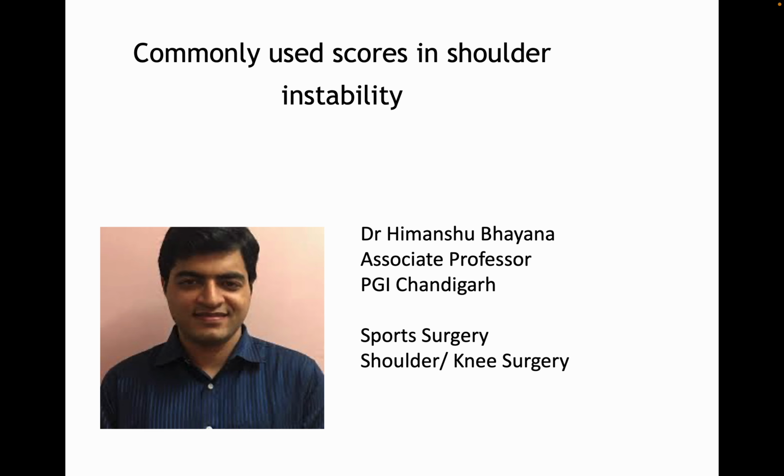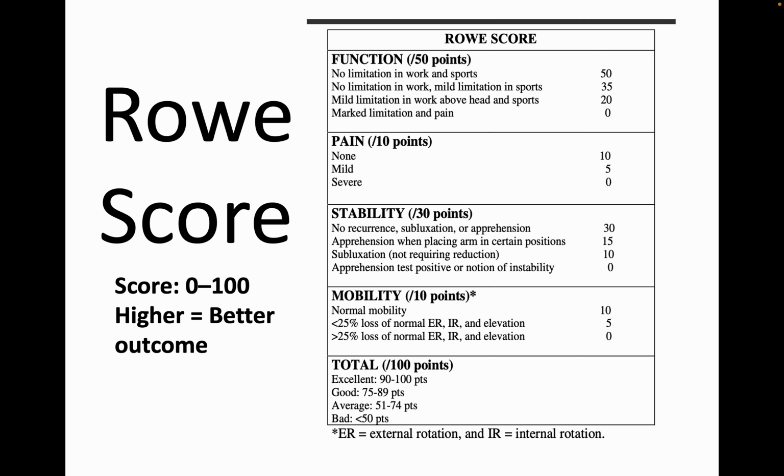There are so many scores that we use in our common practice in the OPDs that are evaluated both before surgery and after surgery, and we compare them to see how well the patients are doing. Let's see what the first score in our armamentarium is. The first score is called the Rowe score.